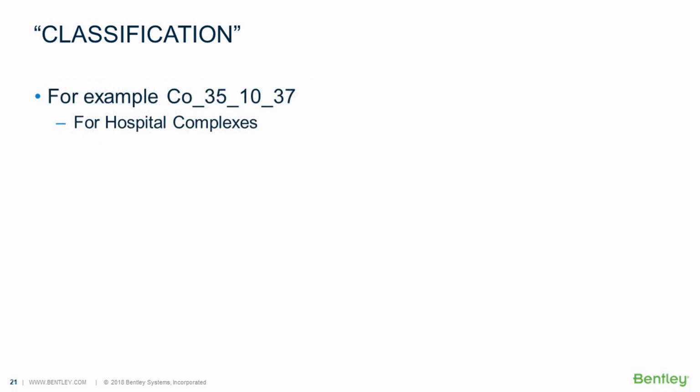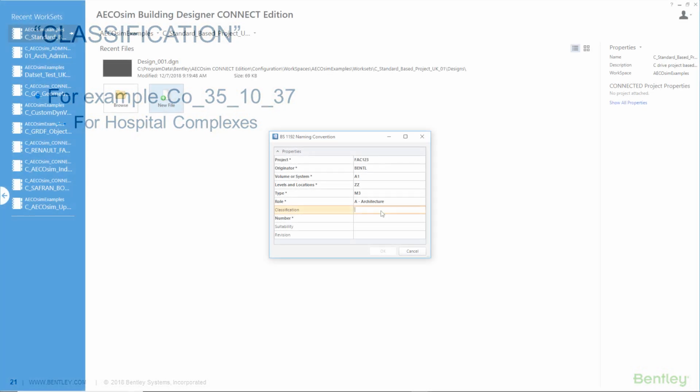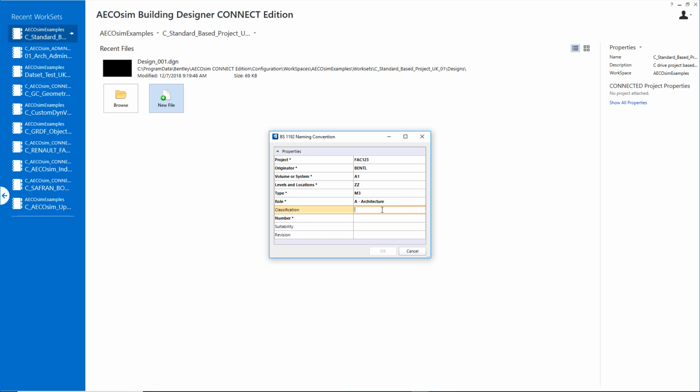The codification supports a wide range of items. Each code consists of either 4 or 5 pairs of characters. As said previously, the first pair of characters specifies the table which is being used. The 4 following pairs of characters represent group, subgroup, sections, and objects. For our example, I will choose CO_35_10_37, which is the codification for hospital complexes.